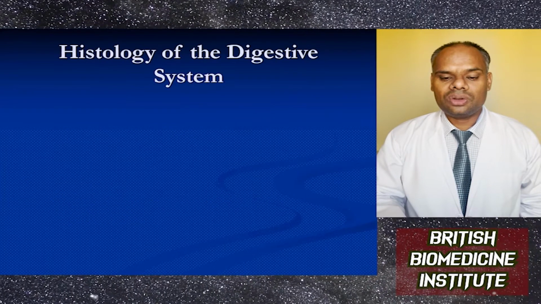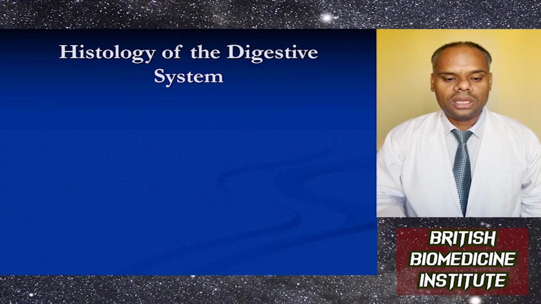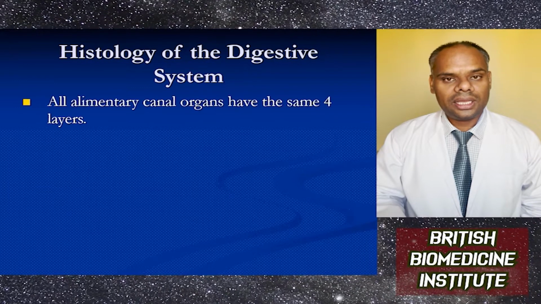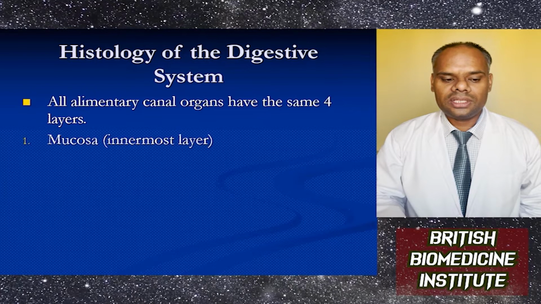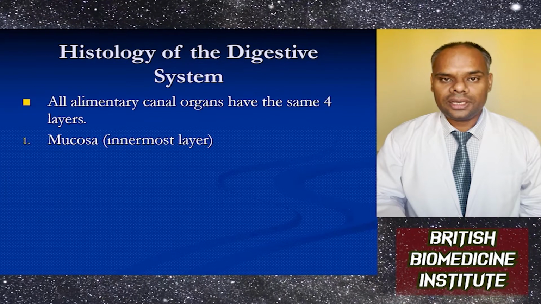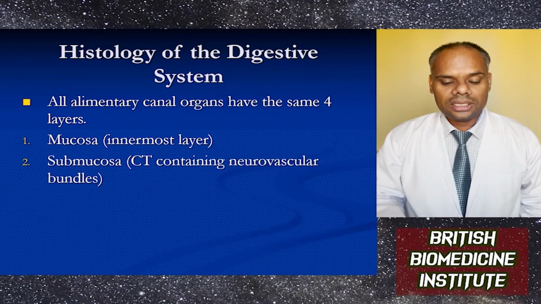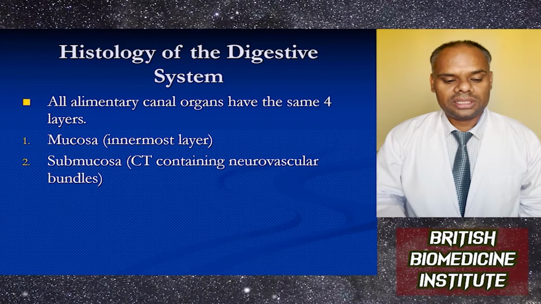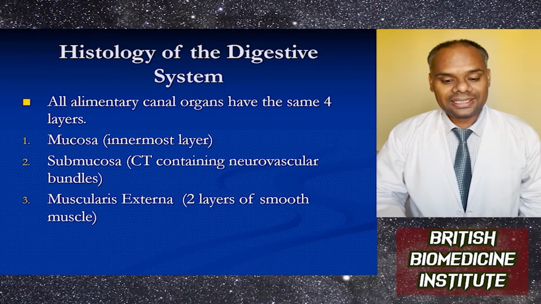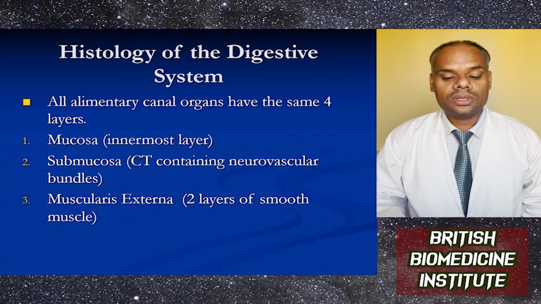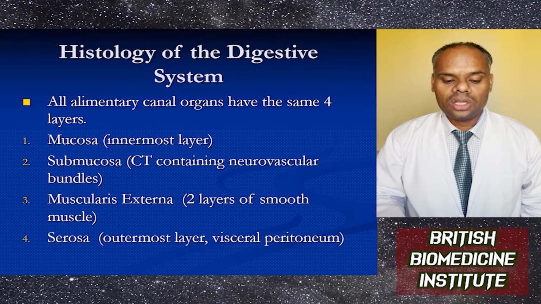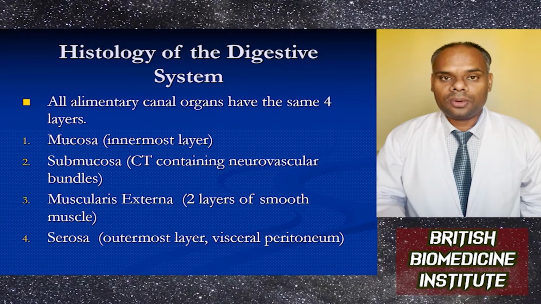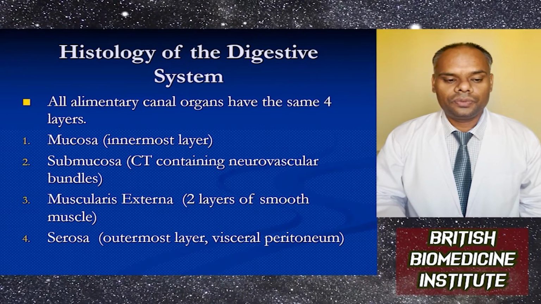So now comes the histology of the digestive system. All the alimentary canal has the same four layers. The first one is the mucosa, which is the innermost layer. Then the submucosa, which contains neuromuscular bundles, and the muscularis externa, which is the third layer of smooth muscle. And fourth is your serosa. It is the outermost layer made up of visceral peritoneum.